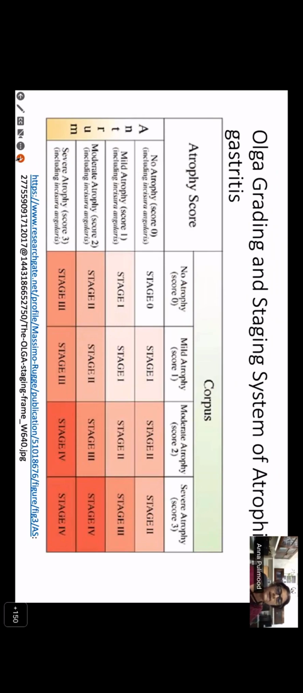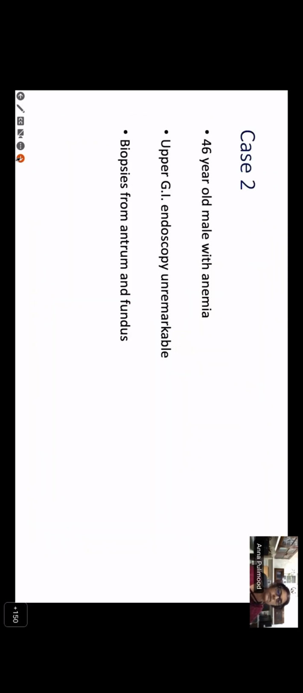But in case anybody asks you, it's again based on the amount of atrophy, both in the antrum and in the body. Okay, so we go on to the second case, which is a 46-year-old male who presented with anemia. And the scopy did not find any remarkable changes. And the clinicians have taken biopsies from the antrum and the fundus. So I'll ask Rahul to describe this.